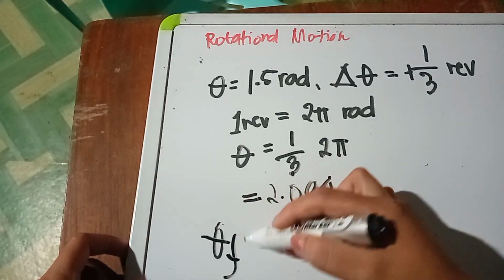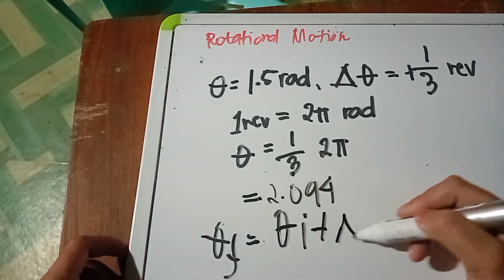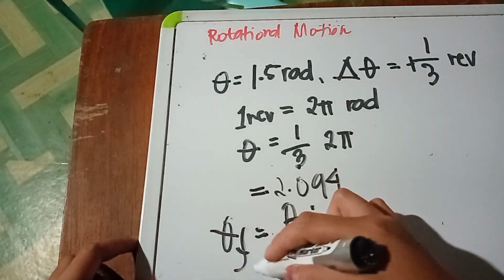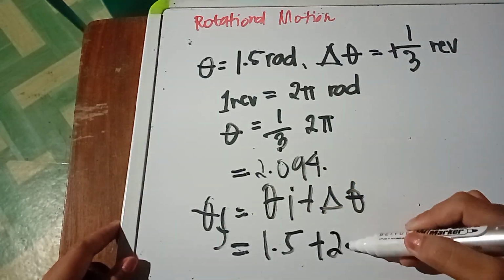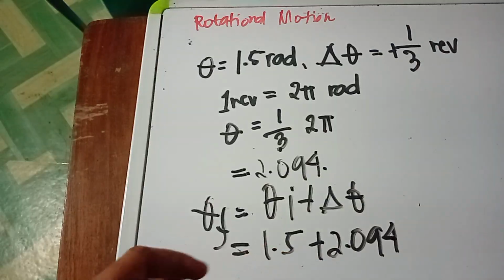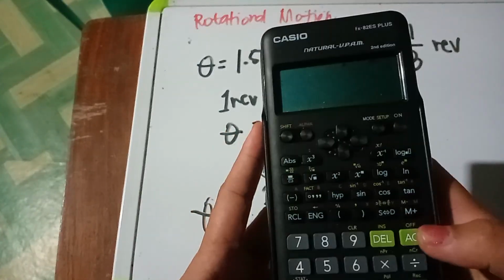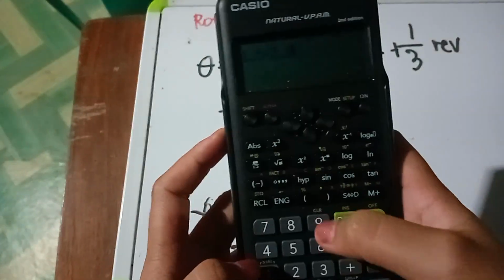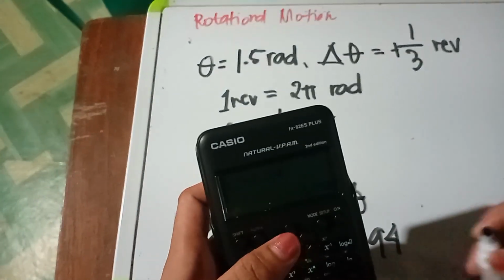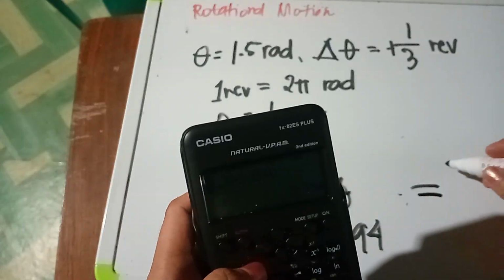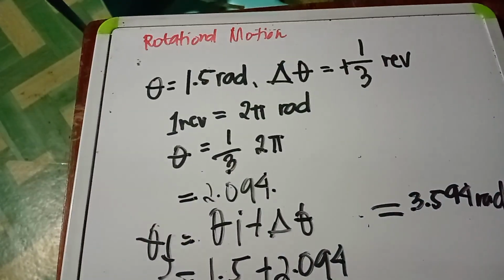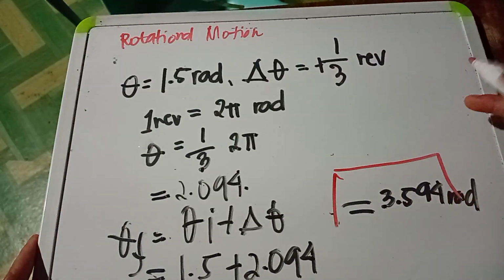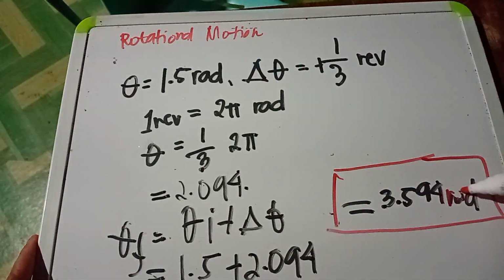Theta two equals theta one plus the change in theta, which is 1.5 plus 2.094. I'm going to use a calculator. It equals 3.594 rad. So the answer is 3.594 rad. Here's the answer for the rotational motion problem.